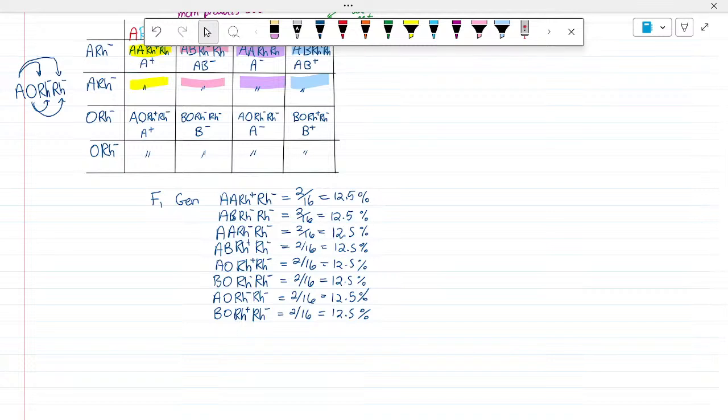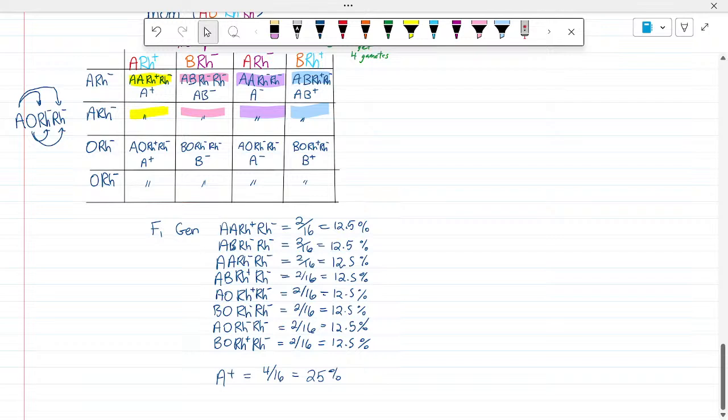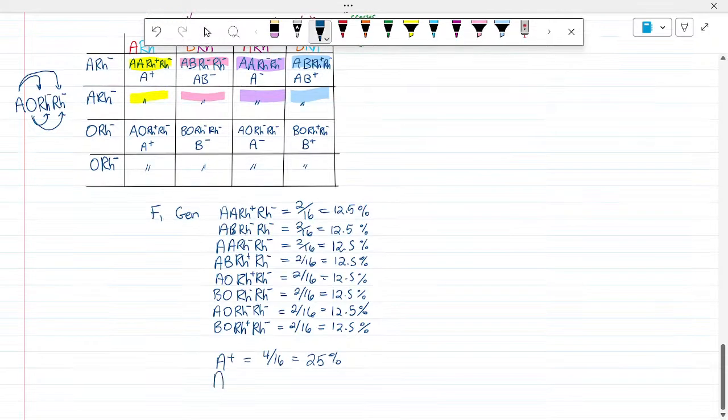How many genotypes do I have? I've got A positive. How many A positives are there on here? 1, 2, 3, 4. So 4 out of 16. What percentage is that? Very good. All right, I have, what else? I have A negative, and that is 1, 2, 3, 4. So 4 of 16, which is 25%. And then I have AB positive, of which there are 2, AB negative, of which there are 2, B positive 2, B negative 2.